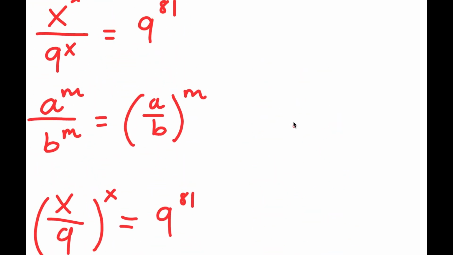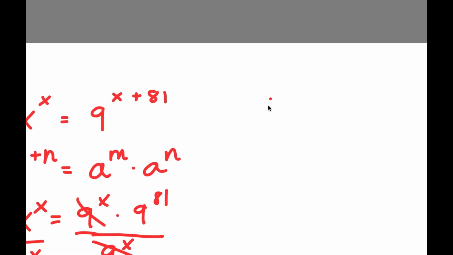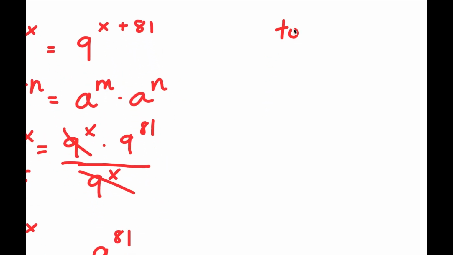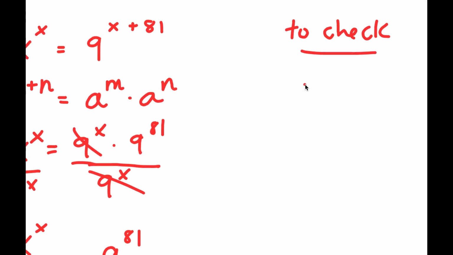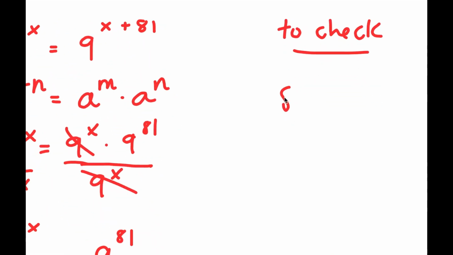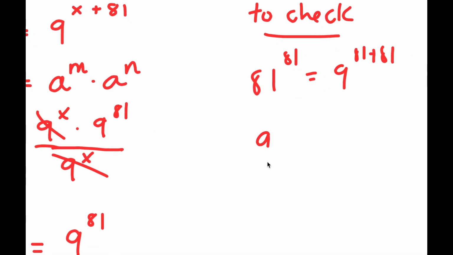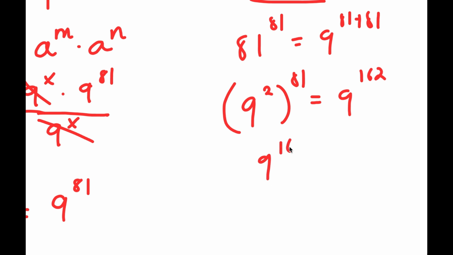So now to check, my original equation was x^x equals 9^(x+81), and x is equal to 81. So I have 81^81 is equal to 9^(81+81). And 81^81, that's the same thing as (9^2)^81, which is equal to 9^162. And this is the same thing as 9^162. So I have 9^162 is equal to 9^162. This is right.